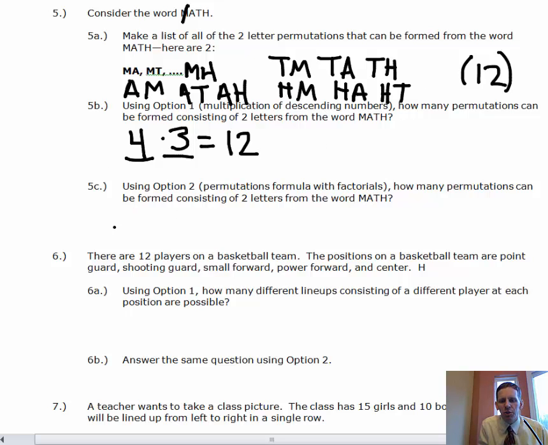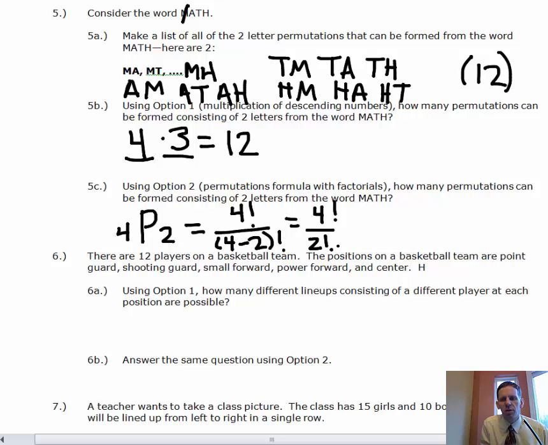Using option 2, what we can set up is something like this. We have 4 letters, and we're going to arrange or do a permutation with 2 of them. What we do is we take the bigger of the numbers in the numerator and we take its factorial. In the denominator, we take the difference of these 2 numbers and we take its factorial. So this is 4 factorial over 2 factorial. And what's kind of cool is if you list the numbers 4, 3, 2, and 1 up on the top and 2 and 1 on the bottom, like any good fraction, common factors will cancel. So you could actually cancel out the 2's and 1's, and there's your 4 times 3 again.